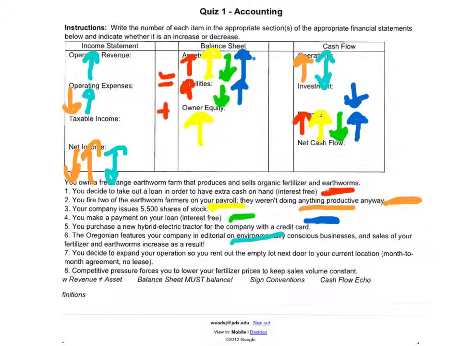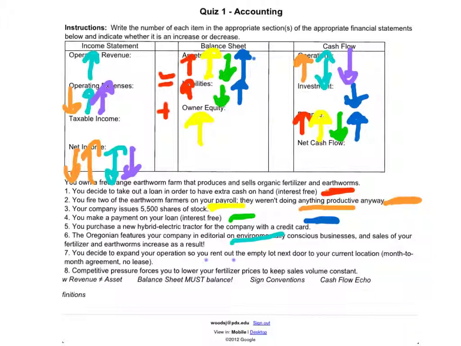So let's go to the next color, which is purplish. For question number 7, decide to expand your operation so you rent out the empty lot next door to your current location, month to month, no lease. The month to month with no lease agreement is just because long-term leases actually have some weird asset and liability sides to them, and we're trying to avoid that in our simple problems. So what we've got going on here is this renting out increases your expenses. Increases in expenses go ahead and decrease your net income, and that actually will decrease your cash from operations. That's the chain there.